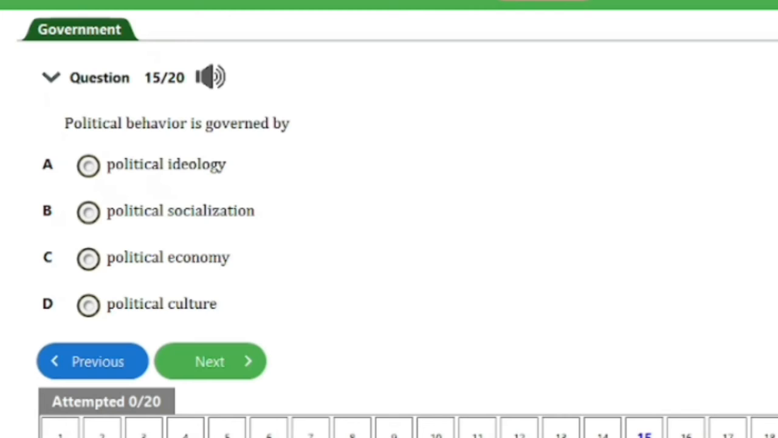So guys, we have here question number 15. It says, political behavior is governed by A, political ideology. B, political socialization. C, political economy. D, political culture. So guys, the answer to this question is option D, that's political culture. So let's head on to the next question, guys.